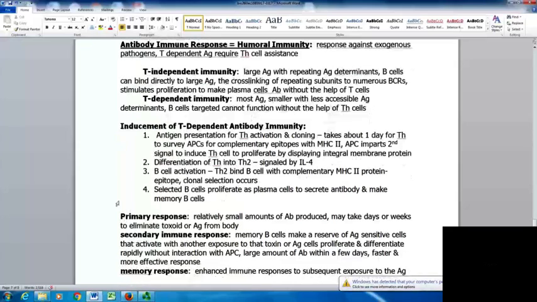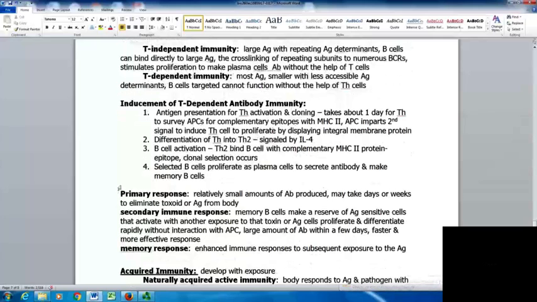So in looking at the inducement of the T-dependent antibody immunity, the antigen is presented for the T helper cell activation and cloning. It takes about a day for the T helper cells to survey the antigen presenting cells in the area for complementary epitopes with MHC2. The APC imparts the second signal to induce the T helper cell to proliferate by displaying the integral membrane protein.